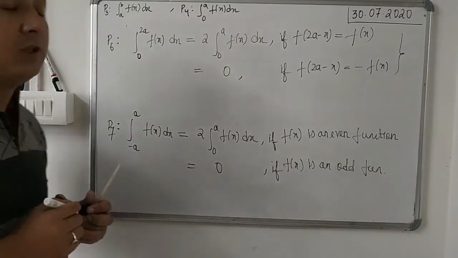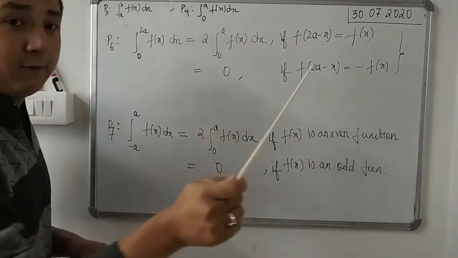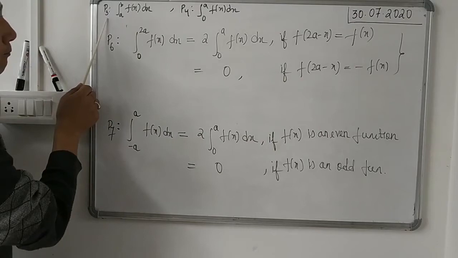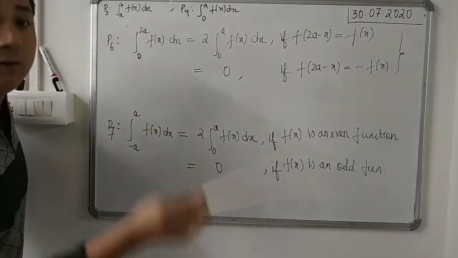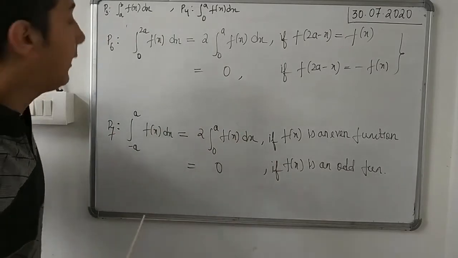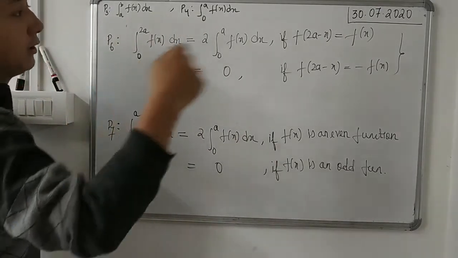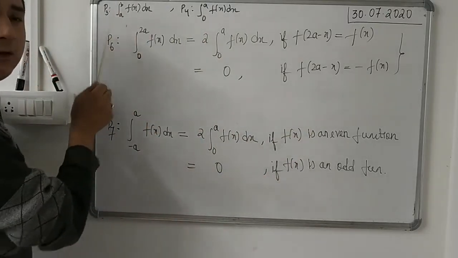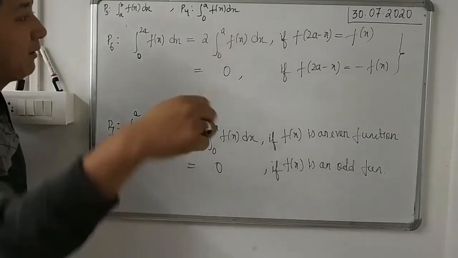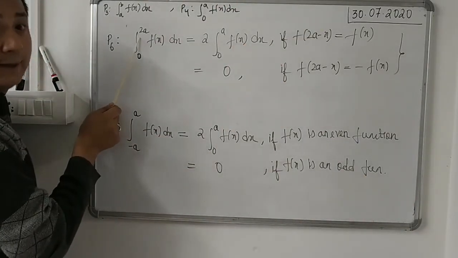Now which property to use depends upon the limits also. You have to check the limit. When the question is given, you have to check the limit, okay? P3, a to b f(x) dx. Don't worry, I'll tell you how to identify which property to use in which question, okay? P4, 0 to a. I'm just giving you the techniques to remember. P4, 0 to a. P3, a to b. P6, P5 we are omitting. P6, 0 to 2a.